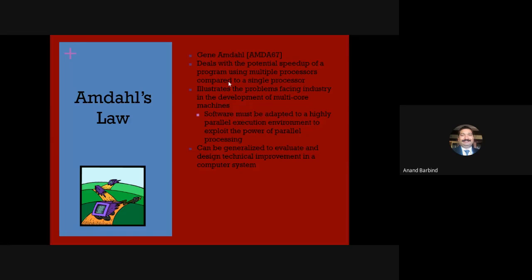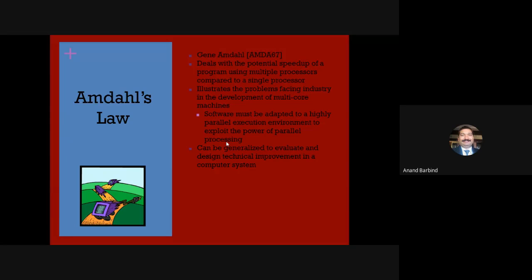You can reconfigure your computer such that you are using more processors so as to speed up your computer. It illustrates the problem facing industry in the development of multi-core machines. What will happen if you increase the number of processors? That is illustrated by Amdahl's law. Software must be adapted to a highly parallel execution environment to exploit the power of parallel processing.